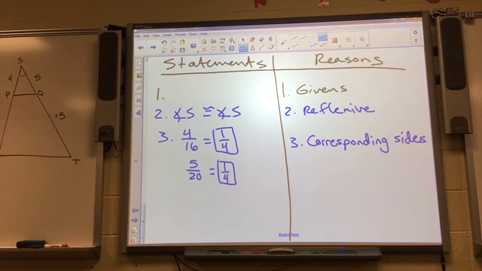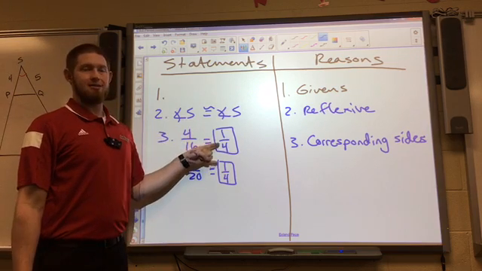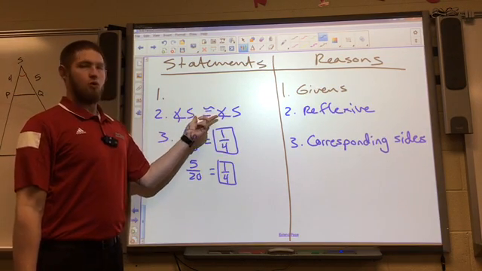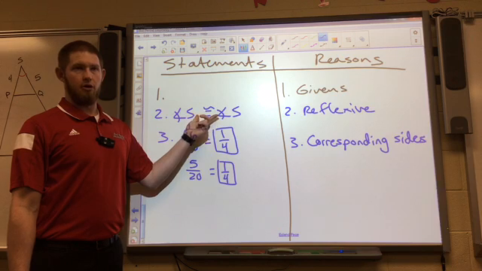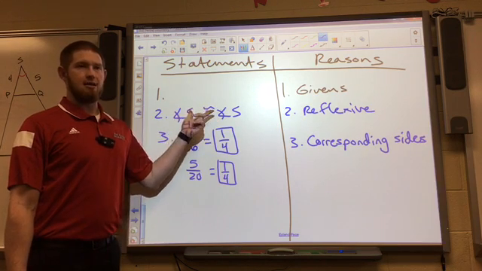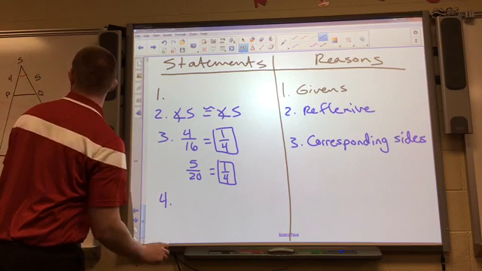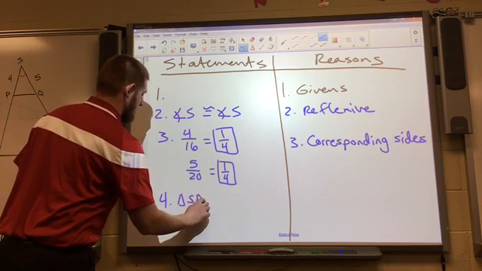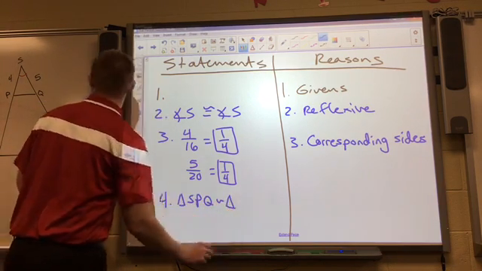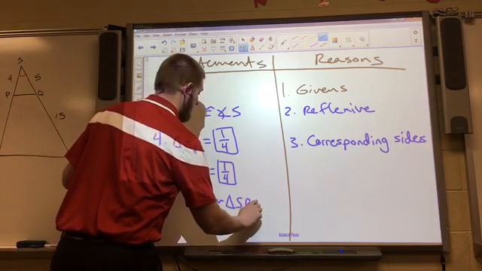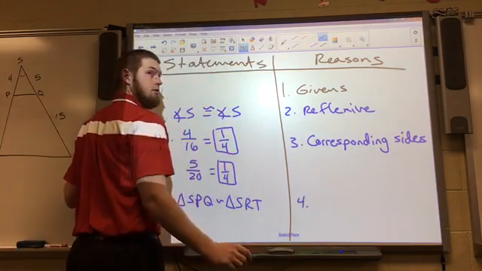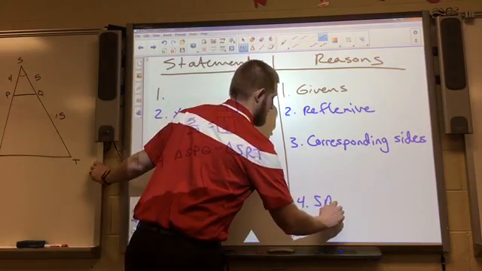Now I have two corresponding sides and one pair of congruent angles, right? You've got to make sure, is it the included angle? Yes, it is. So can I say my triangles are similar now? Yes. So step 4 would be that triangle SPQ is similar to triangle SRT. Reason? Side angle side.